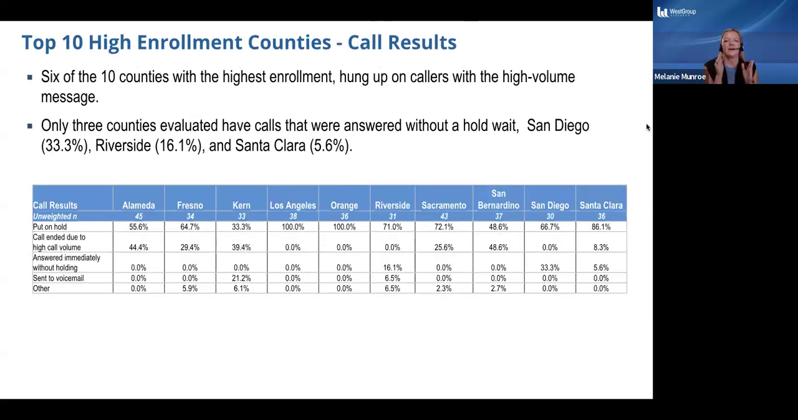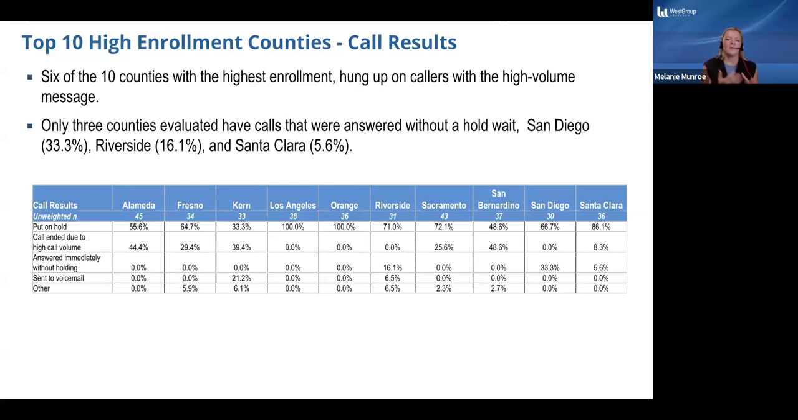And then to dive a bit deeper into the top 10 counties based on enrollment, and look at them specifically, there's some interesting things to look at across these counties. Again, I talked a little bit about Alameda County, but also San Bernardino County is another county with a high percentage of call volume disconnected calls. Alameda County has 44% of calls that were sent this message and then disconnected. And then San Bernardino, about half of our calls were disconnected due to high call volume.